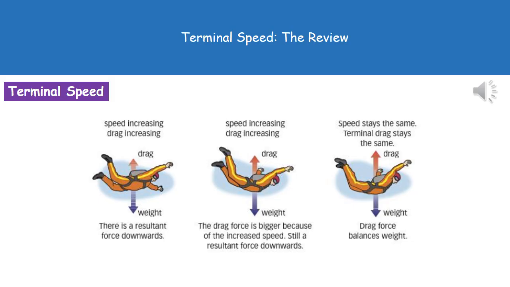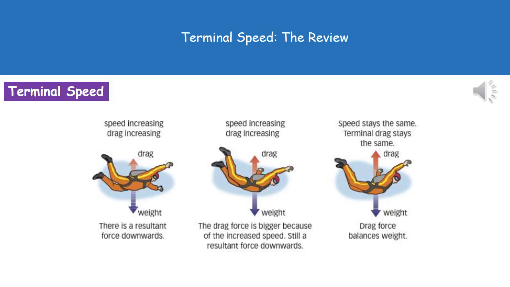Now in that first picture on the left hand side there, what we can see is that the force of our weight or gravity is greater than our drag force. So that's how we know the speed's going to be increasing, because the weight arrow is larger than the drag arrow. So we've got this resultant force downwards. So he's going to be accelerating towards the ground, and as he accelerates, the drag will also increase.